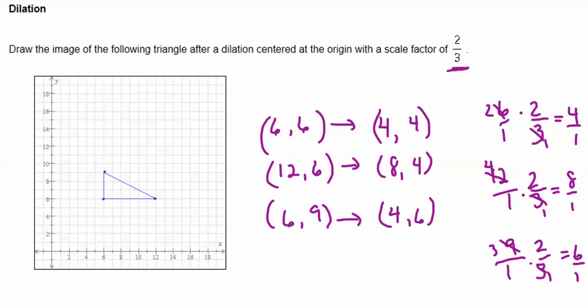This one will be smaller. The triangle will be similar, same shape but smaller size, and will be pulled closer to the origin of the coordinate plane. So we're going to plot 4, 4 and 8, 4 and 4, 6. And then connect those with your straight edge. So you see the triangle, same shape but smaller size because the scale factor is less than 1, and it's been dilated back towards the origin a bit.